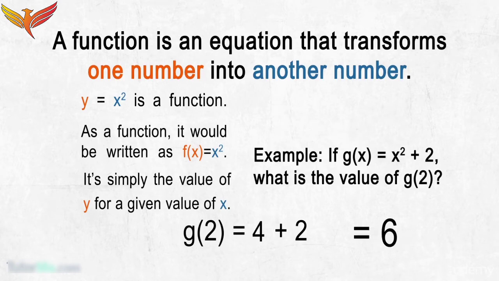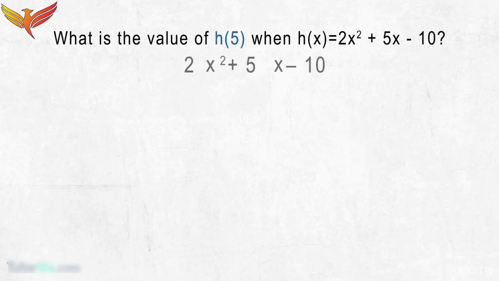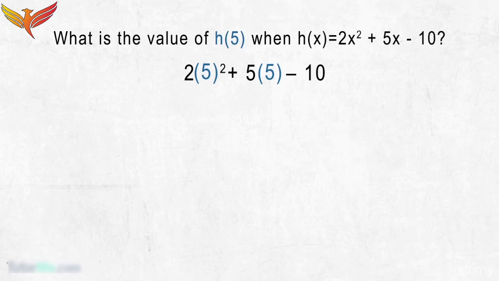Easy enough. So what would the value of h of 5 be when h of x equals 2x squared plus 5x minus 10? As we discussed, h of 5 simply indicates that you should plug in 5 for all of the values of x in the equation. So let's plug 5 in, which leaves us with 2 times 5 squared plus 5 times 5 minus 10.